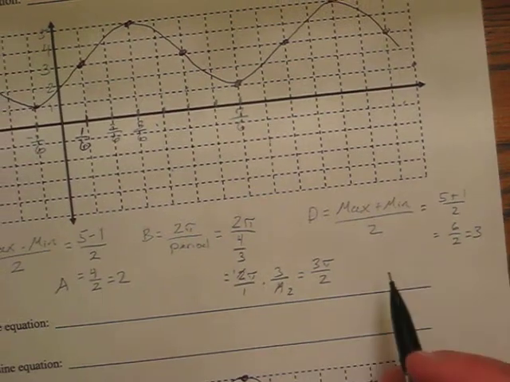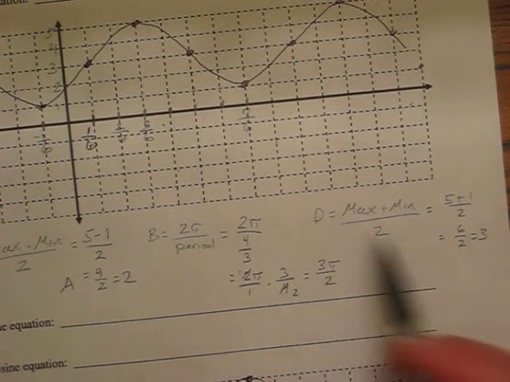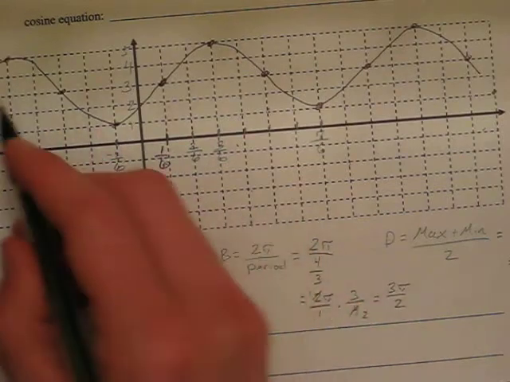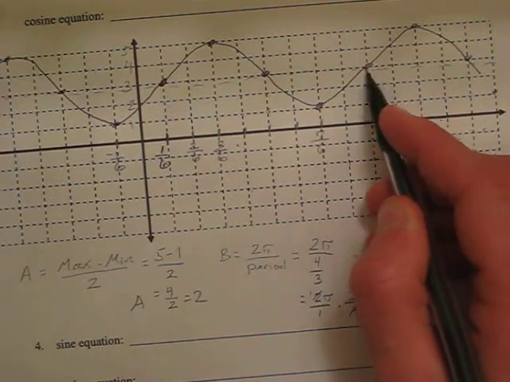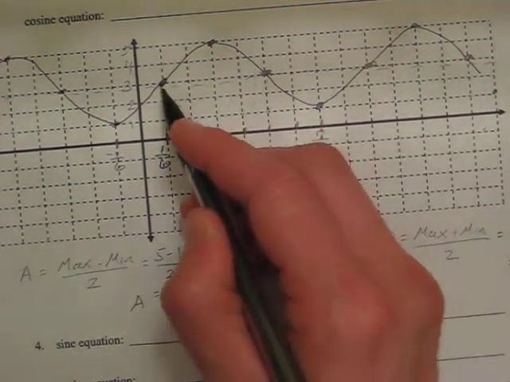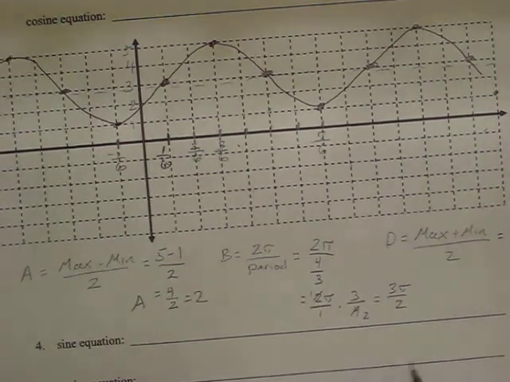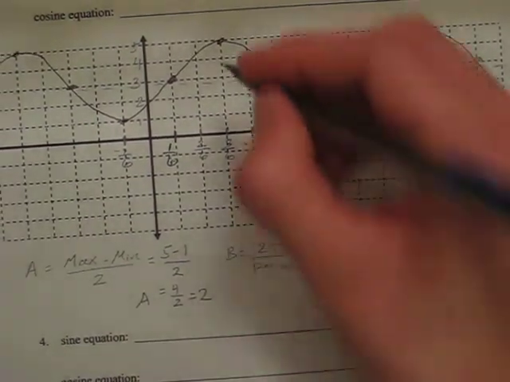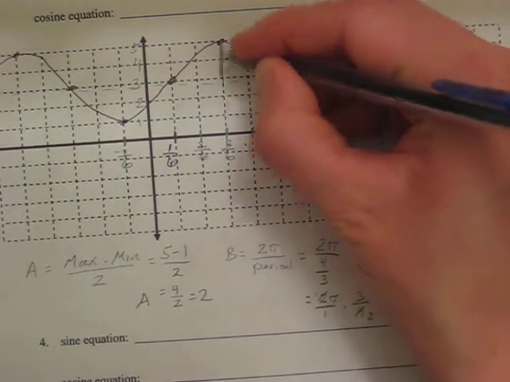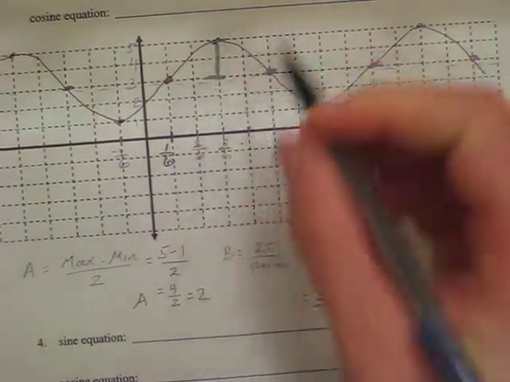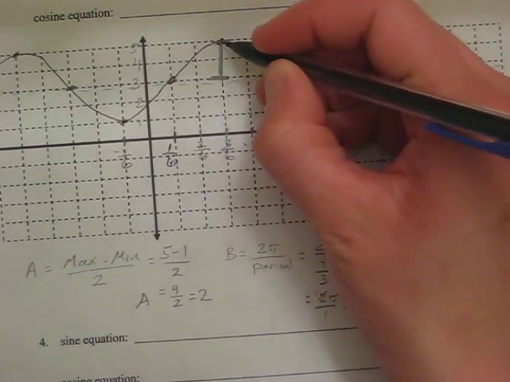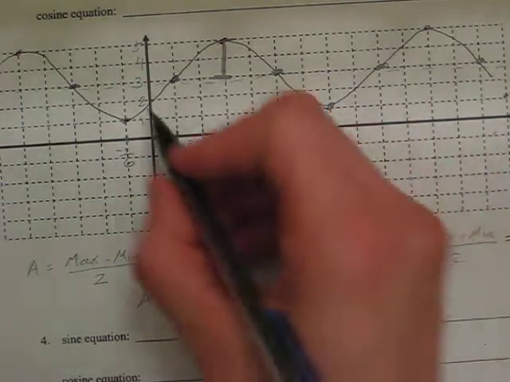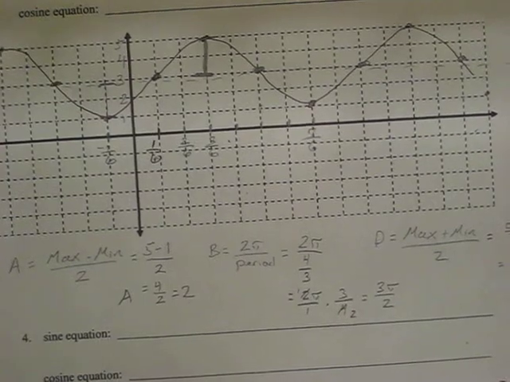And you can check these values for a and d pretty easily. If you look at d, d is positive 3, that should be the midline. And if you notice that 3, that is where all the values are that are in the middle of the graph, because it's the average. So whatever you get for d should be the middle of the graph, the midline. And a is the amplitude, so the distance from the midline to a maximum should be the amplitude. So since we got 2, it is 2 units from the middle of the graph to the maximum, or from the middle of the graph to the minimum. So we know that we got those two values for a and d correct.